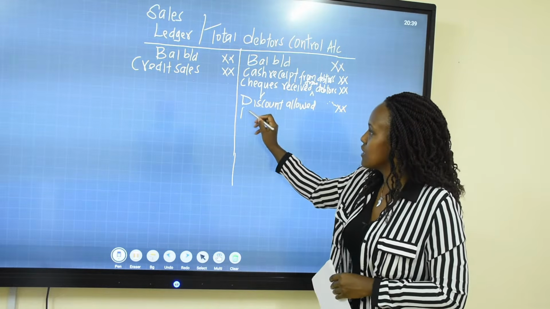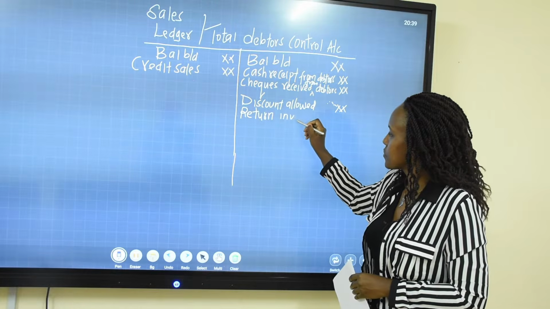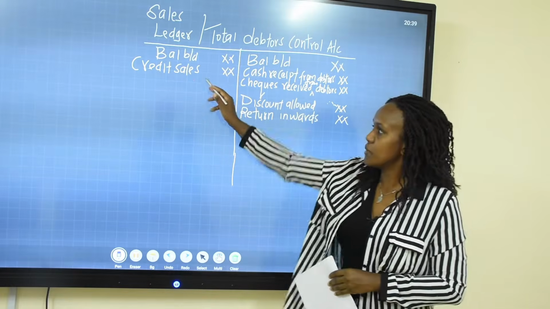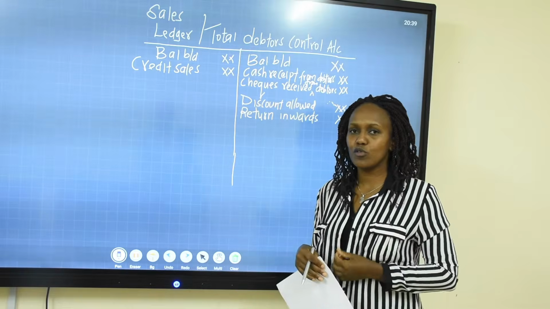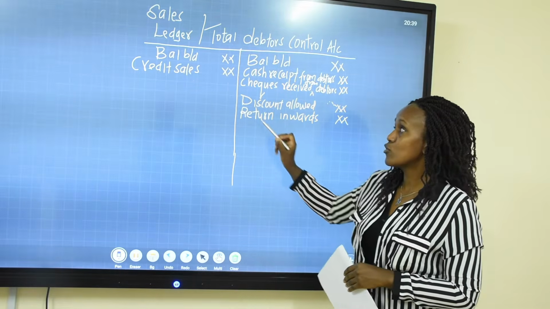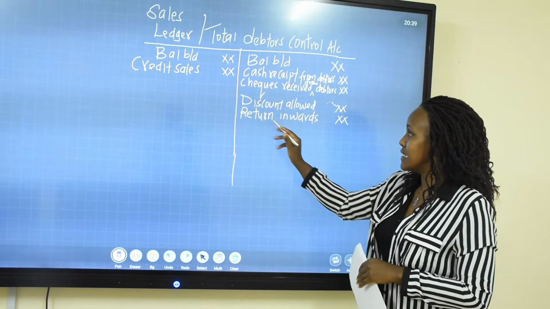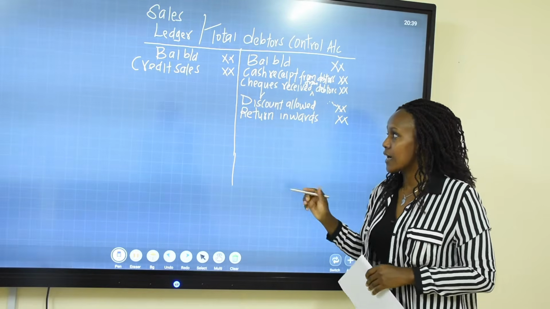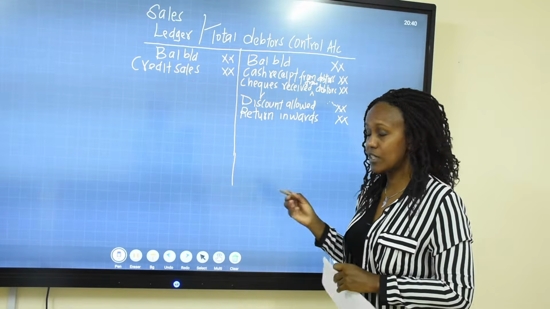We also have return inwards. So part of the goods that we have sold to them here on credit, the customers may return some of those goods. If they return some of those goods, then the amount of money due from them is going to reduce. So any return inwards, we are going to reduce the obligation. Again, return inwards is also called sales return, so it's the same thing.